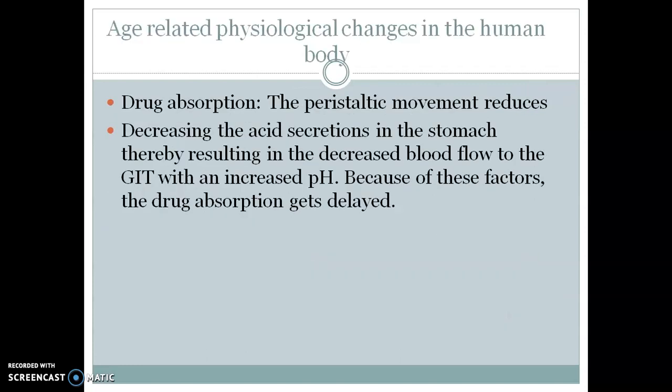Okay, let us now move to the age related physiological changes in the human body. Coming to drug absorption, the peristaltic movement is reduced to a great extent, so absorption is decreased. The peristaltic movement is responsible for increasing absorption, whether it is peristaltic movement of the intestine or of the stomach. It is reduced because of physiological changes due to old age. There is decreased acid secretion in the stomach, decreased blood flow to the GIT, and an increased pH. All these factors delay drug absorption.